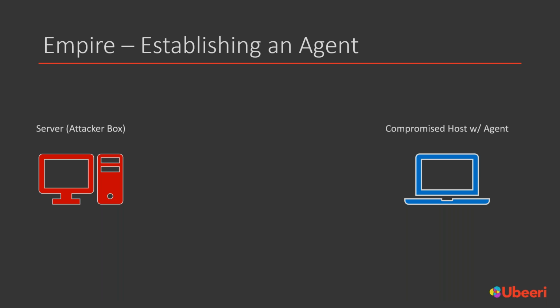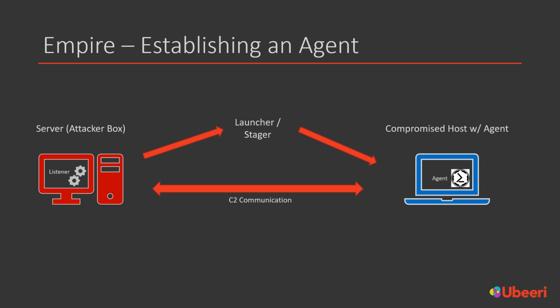All right, so like I mentioned, the stagers, the launchers, and the listeners all work together to establish an agent. The first thing we're going to do as an attacker, on our attacker box, is configure that listener. Once we have the listener configured, we can use either a launcher or a stager on our compromised host. When that executes, it's going to create that agent process for us. And then the agent process is going to handle all the C2 communication from that point between our attacker box and our compromised host. That's how those pieces work together to create an agent.